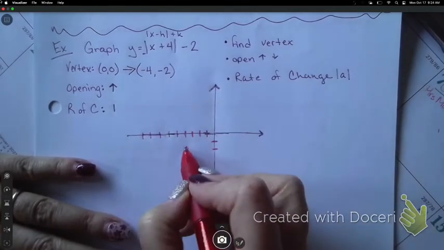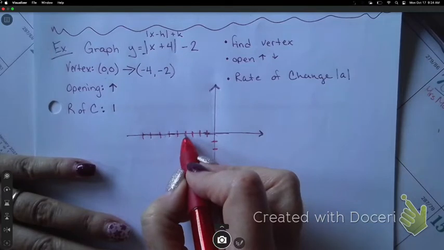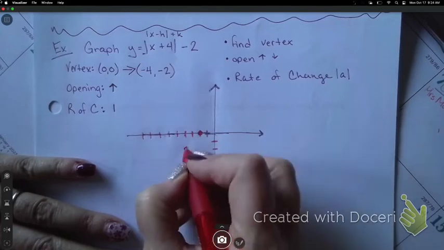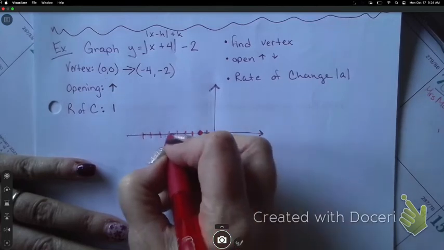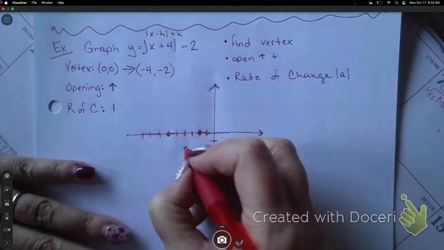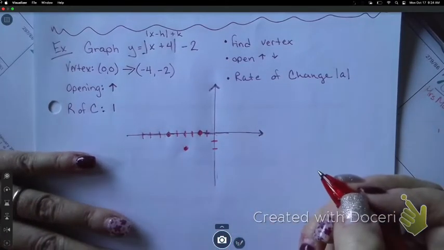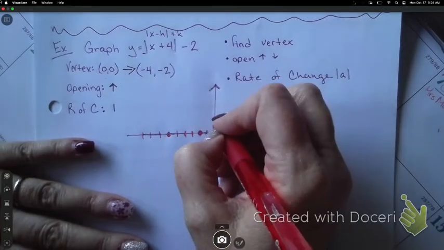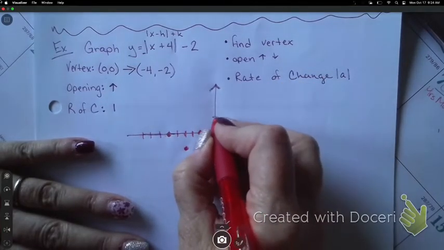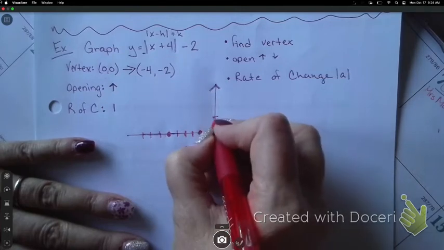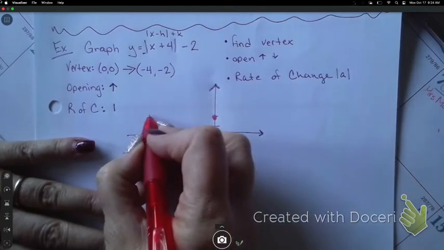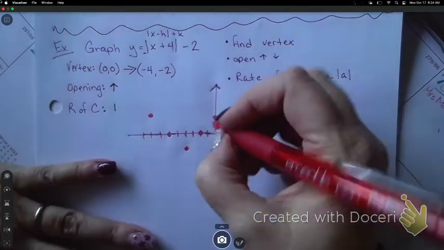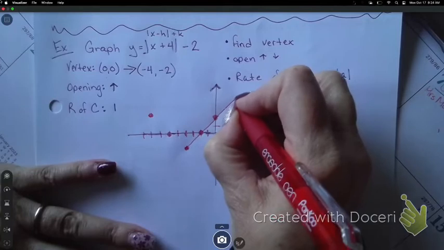So if I go up 2, that means I have to go over how many? 2? And if I went up 2, then I have to go left 2? Is that enough for me to get my V shape? Yes. If I wanted to do more, could I do more? And actually, it would cross at 0, 2, wouldn't it? So I could do more. Ooh, I like that. 5 points is good. And then make a what? V.